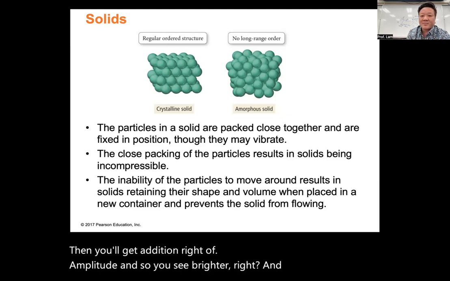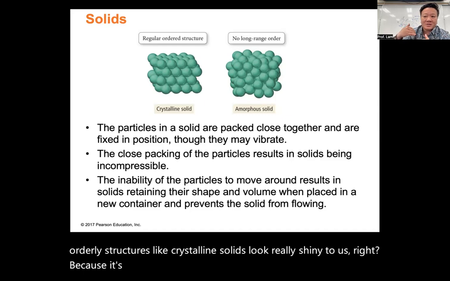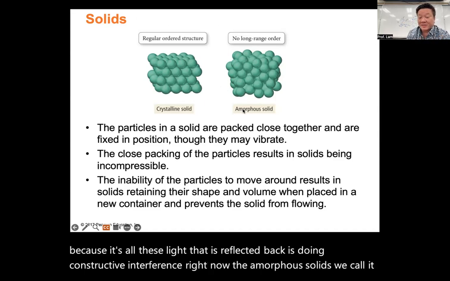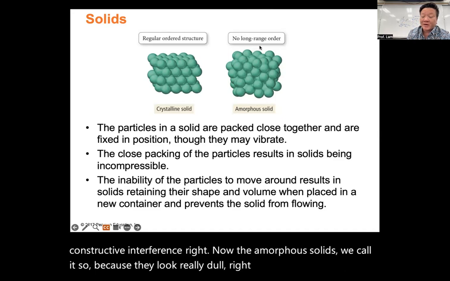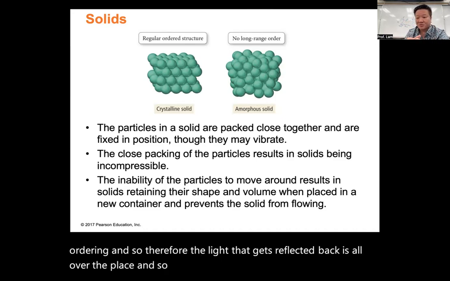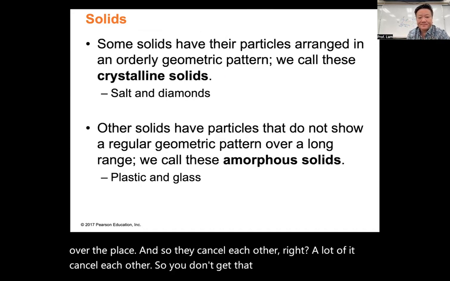And so that's why orderly structures like crystalline solids look really shiny to us, right? Because the light that is reflected back is doing constructive interference. Now, the amorphous solids, we call it so because they look really dull, right? There's no long range ordering, and so therefore the light that gets reflected back is all over the place, and so a lot of it cancels out, so you don't get that brilliance.